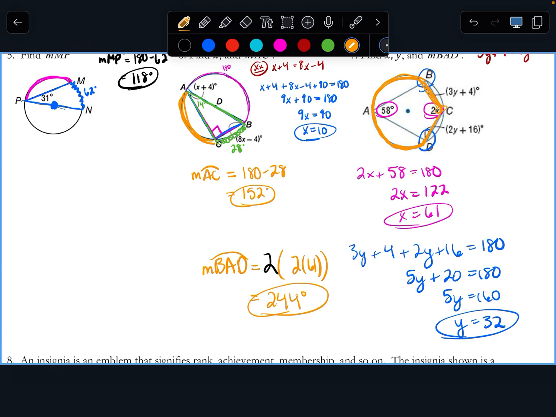It's on my math lab. There are some tricky ones. My advice is to just start finding all the arcs, all the angles you can.